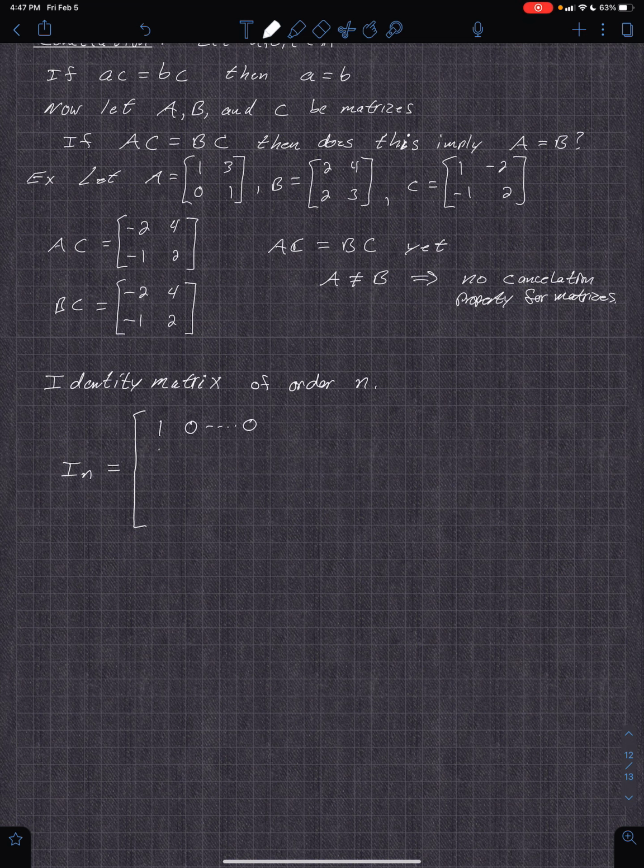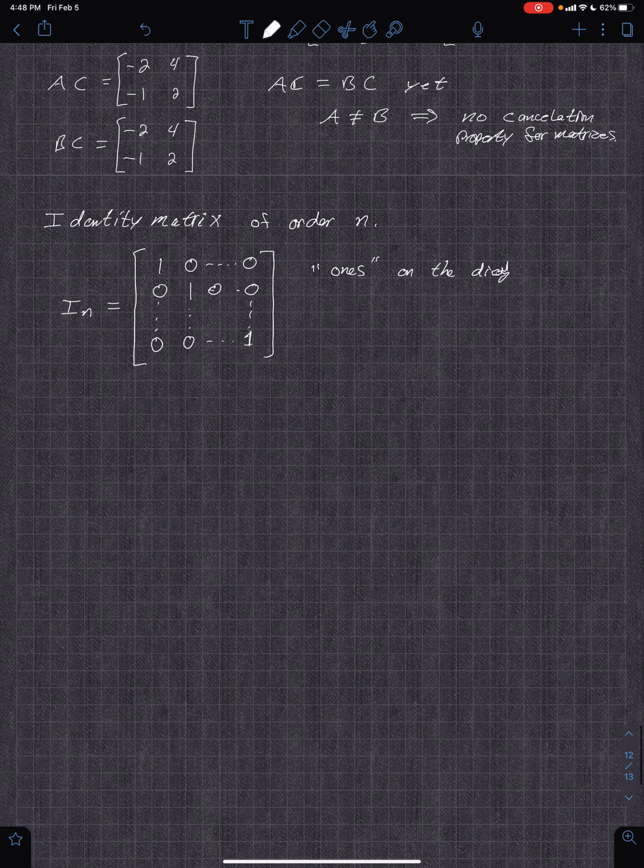So it would look like that, and then a 0, and then another 1, 0, and then 0, and all the way down, and then you get a 1 on the diagonal. So it's ones on the diagonal and zeros elsewhere.